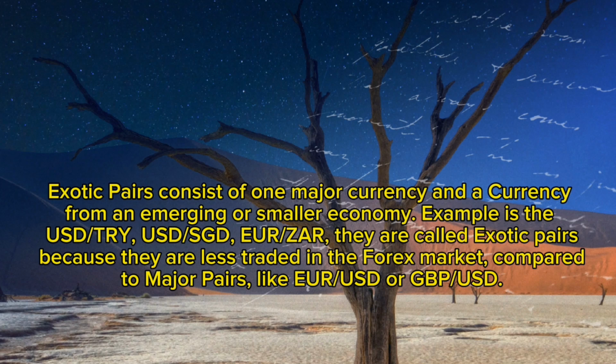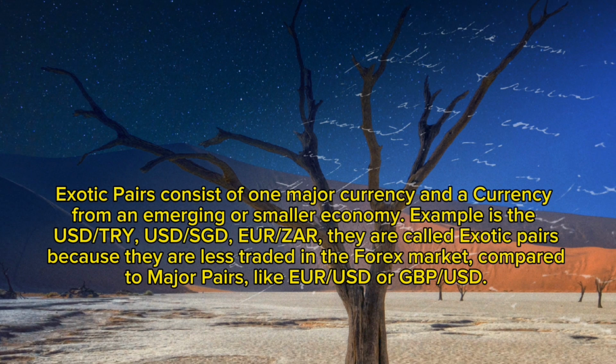Now, why are they called exotic pairs? They are called exotic pairs because they are less traded in the Forex markets compared to major pairs like Euro USD or GBP USD. Another reason is because they are highly volatile, which means that they move fast due to the fact that their exchange rates change quickly. And another reason is that they have wide spread. The difference between the ask price and the bid price is wide, which makes trading costs higher.